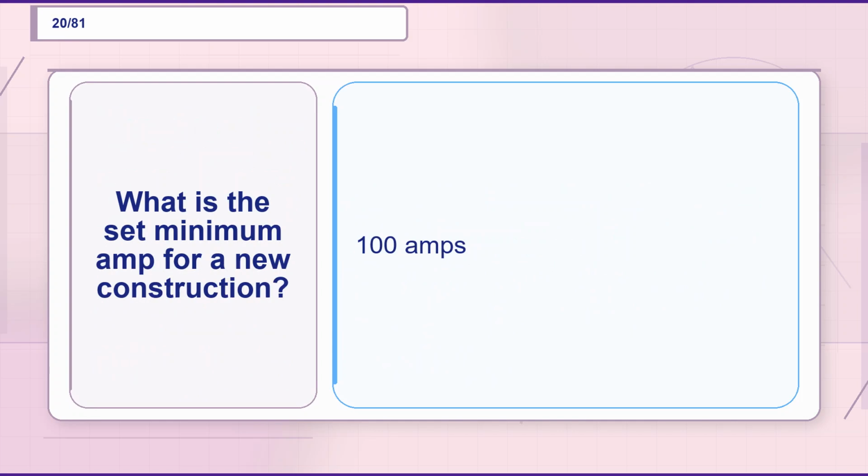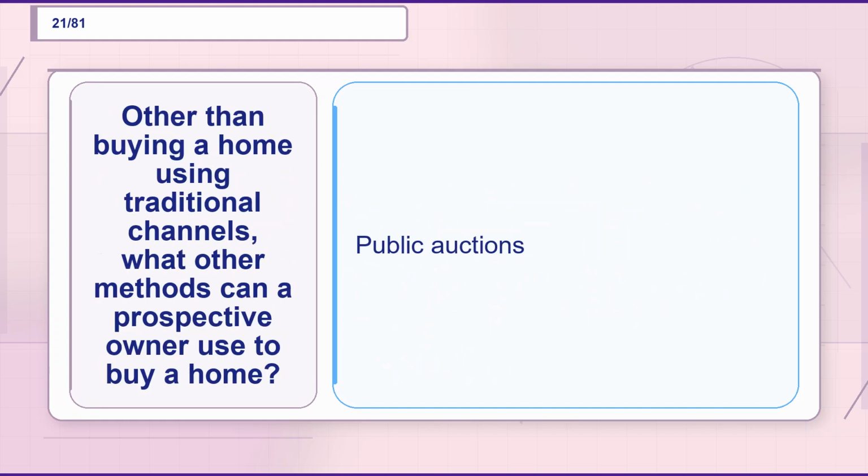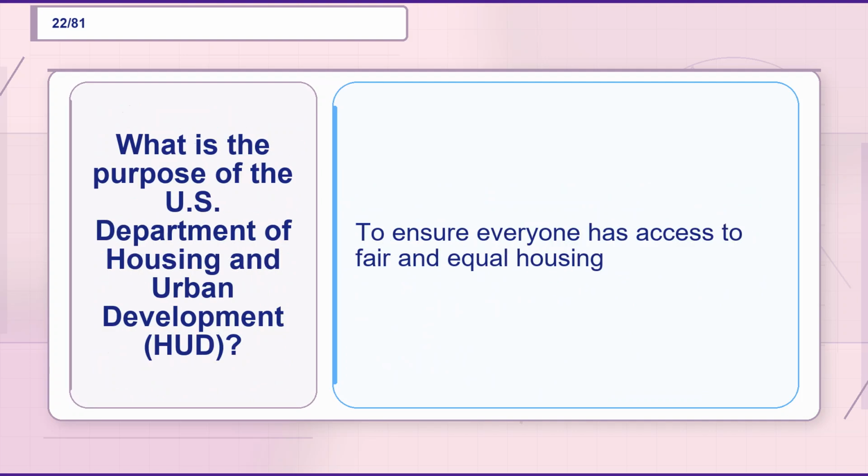Flashcard 20. Term. What is the set minimum amp for a new construction? Definition. 100 amps. Flashcard 21. Term. Other than buying a home using traditional channels, what other methods can a prospective owner use to buy a home? Definition. Public auctions.